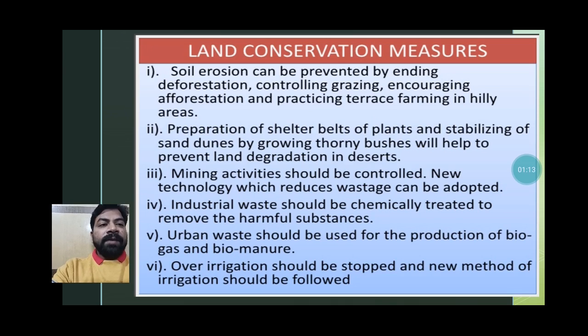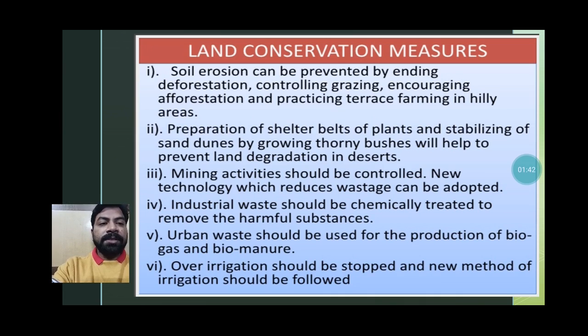And practicing terrace farming in hilly areas. Hilly areas are where soil erosion is generally high, and that can be prevented by terrace farming. Generally farmers cut the mountains into the shape of steps, and these steps prevent the soil from erosion. Preparation of shelter belts of plants and stabilizing sand dunes by growing thorny bushes will help to prevent land degradation in deserts.